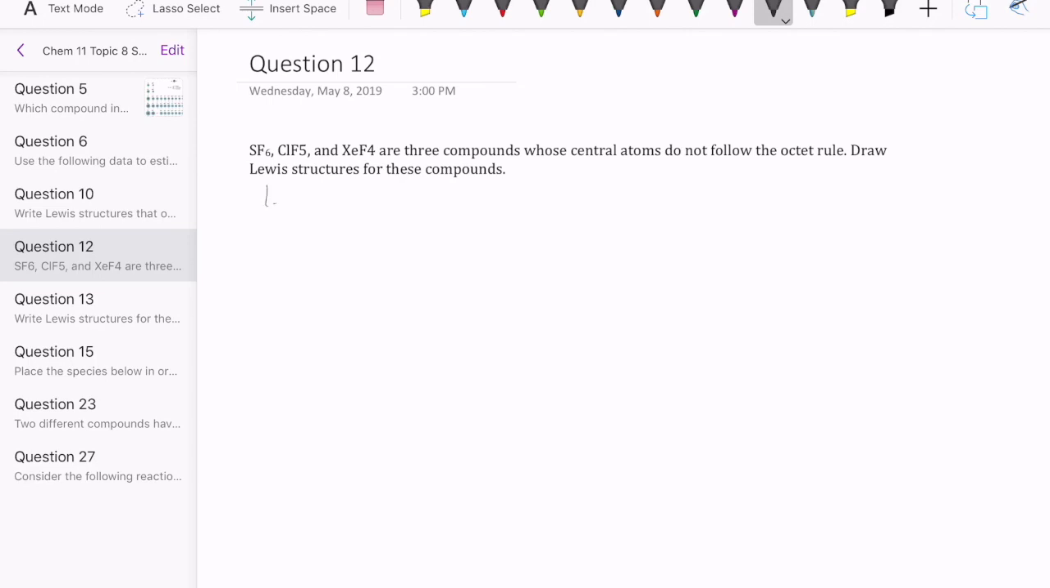You might see an exception where you have fewer than 8 electrons, and typically that happens for elements like beryllium, where 4 electrons can be found, and boron, where 6 electrons can be found, and they're still stable. Then you have molecules with more than 8 electrons.